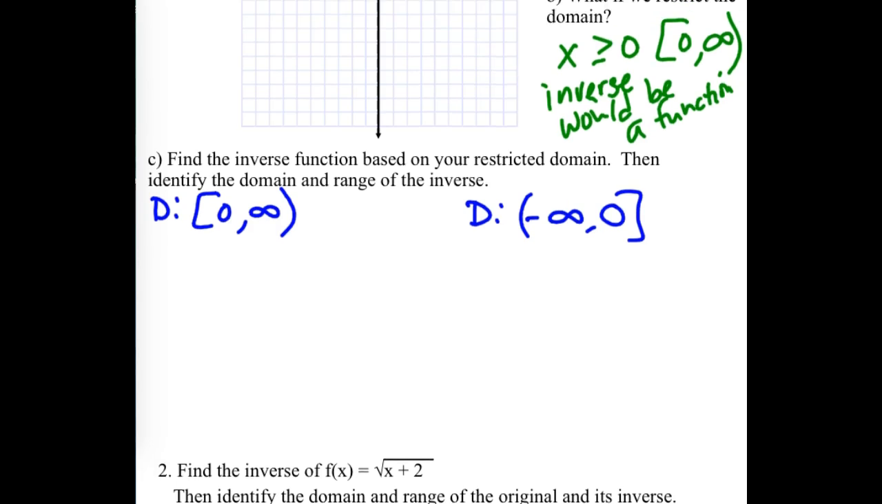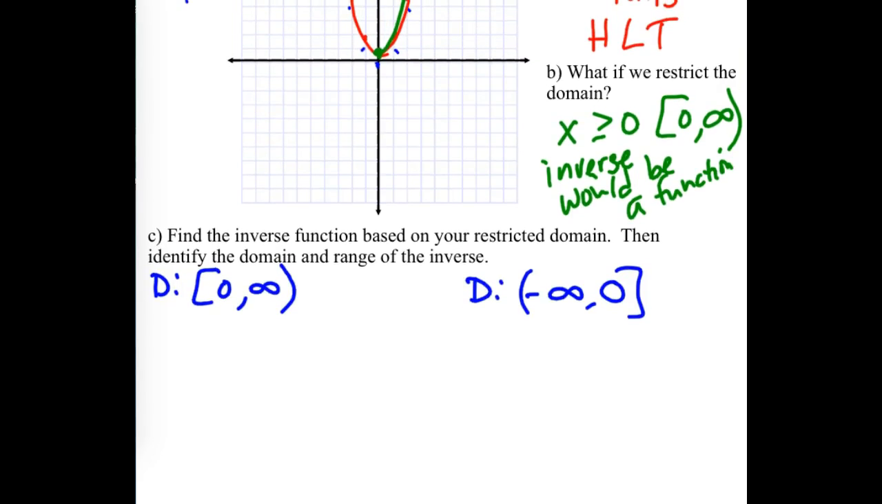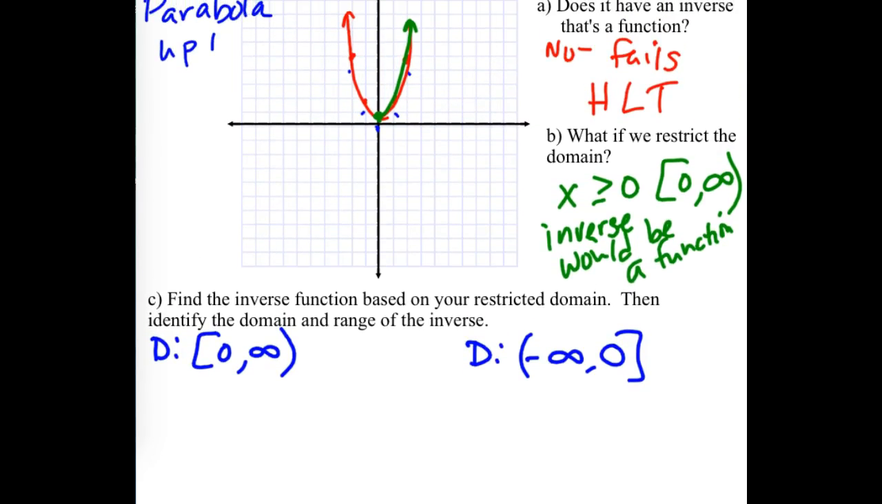Going back to our picture, what would the range be if I just look at this green half? What would you say your range is? 1 to infinity? Okay, is that the same for the other half? If I just look at the red half, still going 1 to infinity? Okay, so we're going to list that the range is from 1 to infinity for both of these.